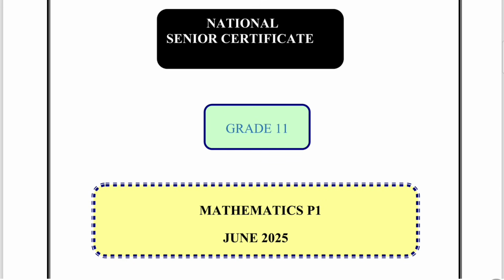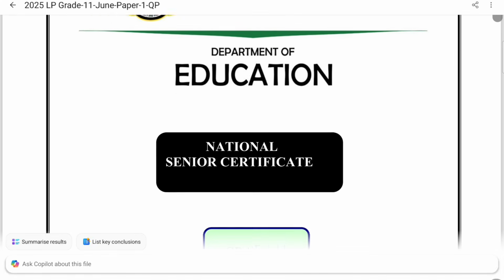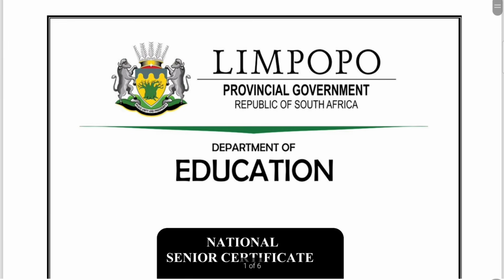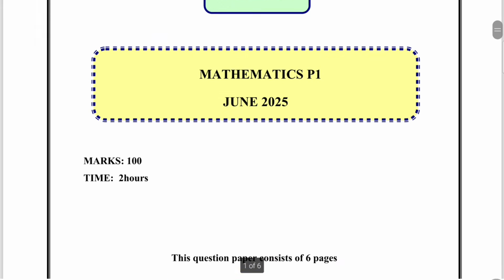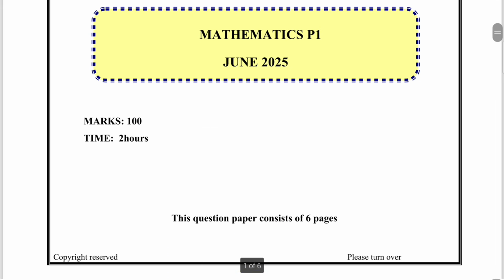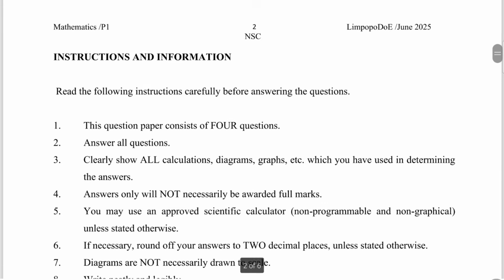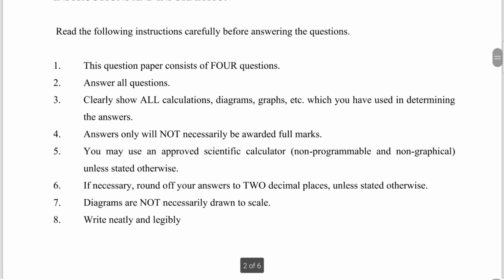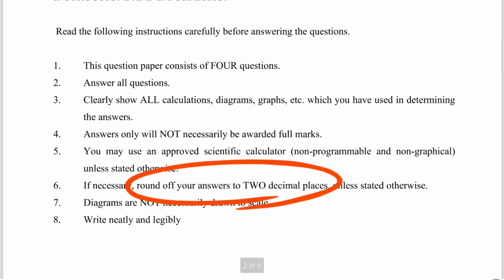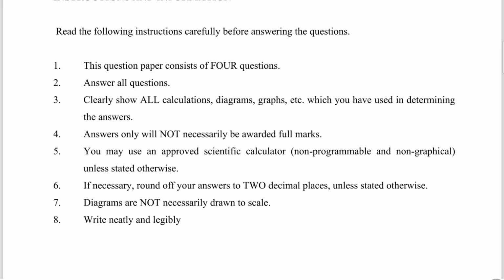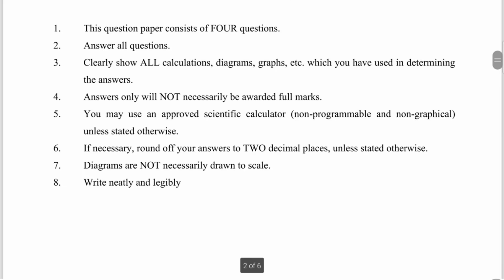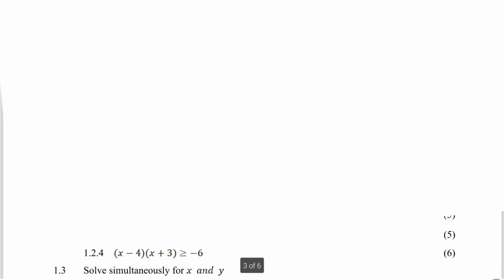In this video, we will be working on the Mathematics Paper 1 for June 2025, and this is specifically from the Limpopo province. This question paper is worth 100 marks and the time allocated is 2 hours. Just remember your instructions: round off to 2 decimal places unless stated otherwise, and the diagrams are not necessarily drawn to scale. With that being said, let's get into this paper.